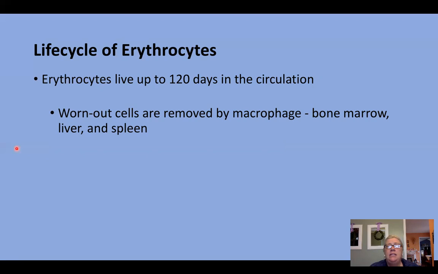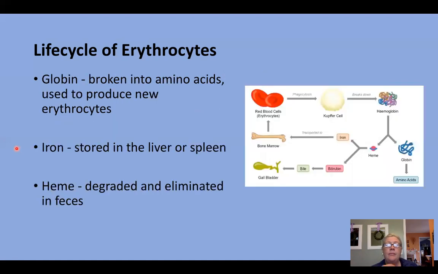They tend to get stuck in the spleen. The spleen has really small vessels and areas that they need to get through, and they tend to get stuck there. And that's a good thing because there are a lot of macrophages there, cells that devour worn out cells, and they get taken out of circulation. But no problem because we're constantly replacing them. Our body does a really excellent job at recycling all of the components in the red blood cell.